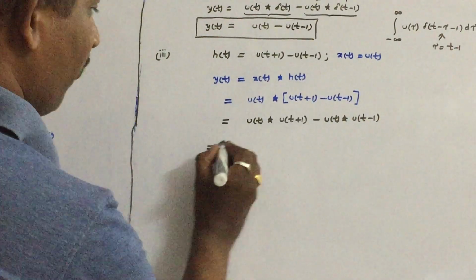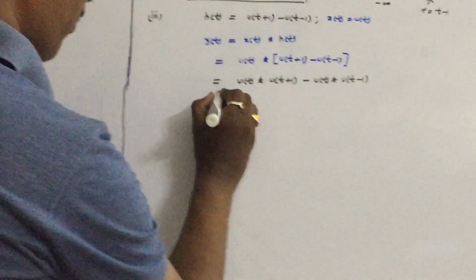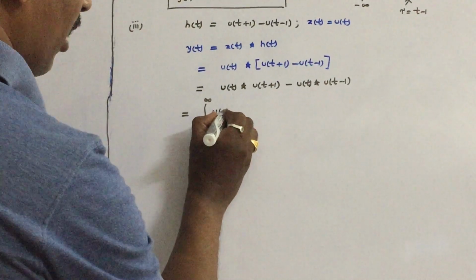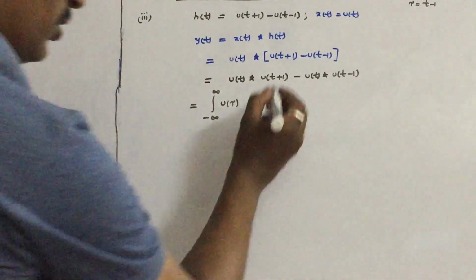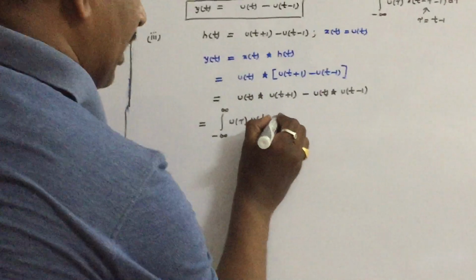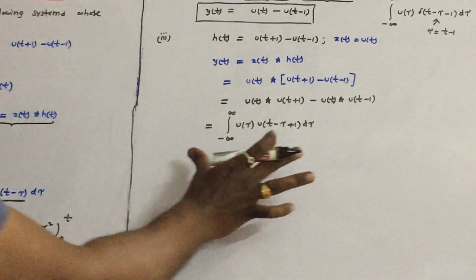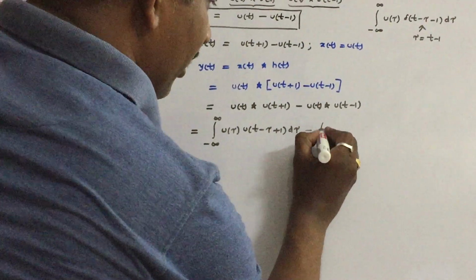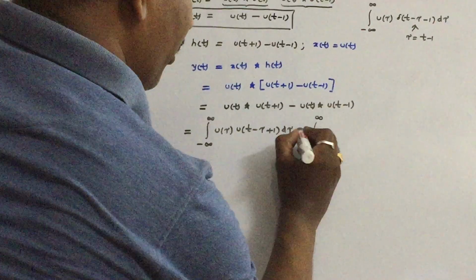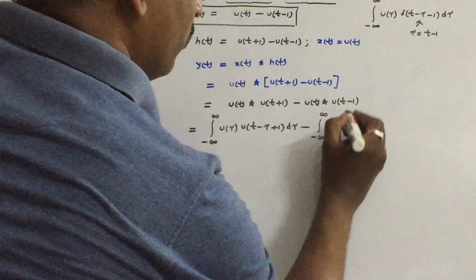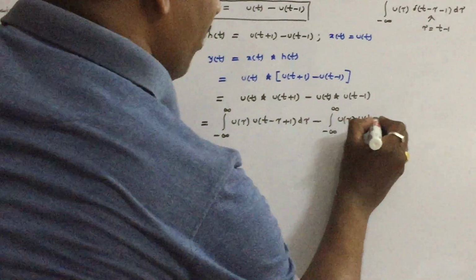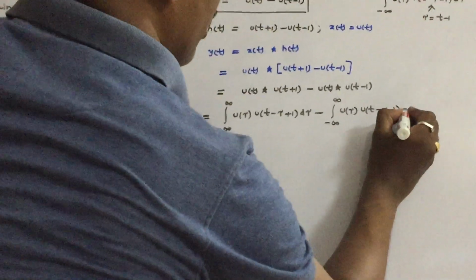Just write the convolution formula for both. Integral from minus infinity to infinity of u(tau) into u(t minus tau plus 1) d tau. This is the first one, the convolution formula. For this one, integral from minus infinity to infinity of u(tau) into u(t minus tau minus 1) d tau.